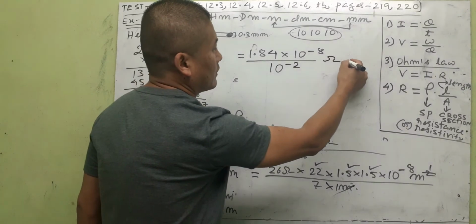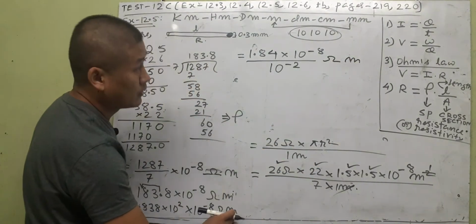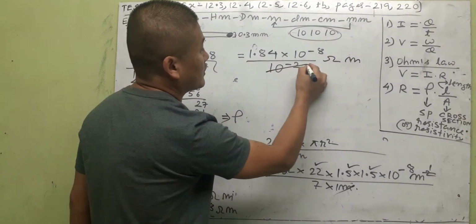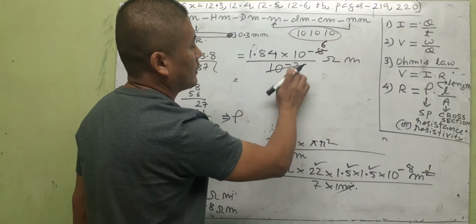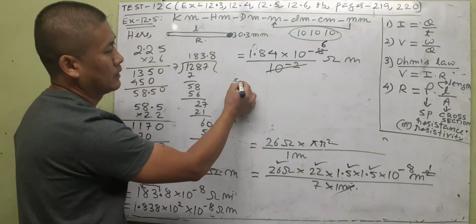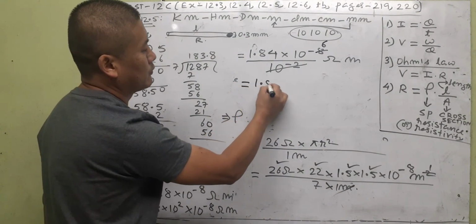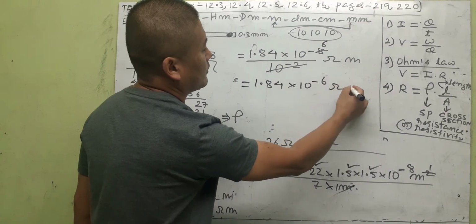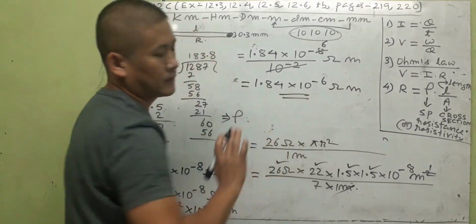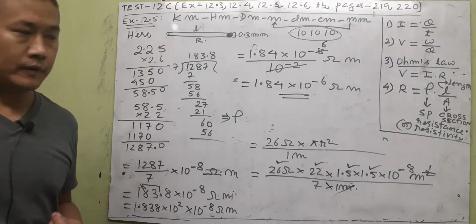That way we have ohm meter here. We can cancel this 10 to the power minus 2. Minus 2 gone means still 6 is there. So we're going to get our answer, approximately 1.84 into 10 to the power minus 6 ohm meter, as the specific resistance of this unknown wire.